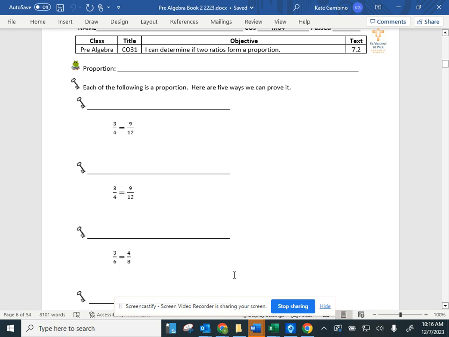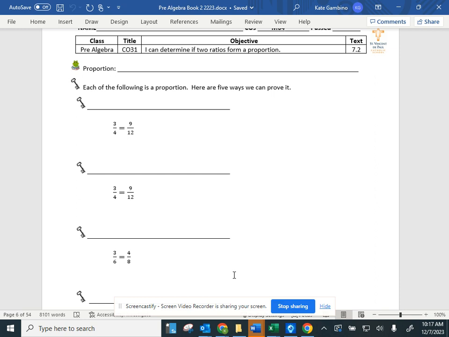Good morning. Today we are continuing with those ratios, and today we're using two ratios to form a proportion. So we are doing CO31, and we're going to decide if the ratios make a proportion. Okay, so in order to know if it makes a proportion, we need to know what a proportion is.